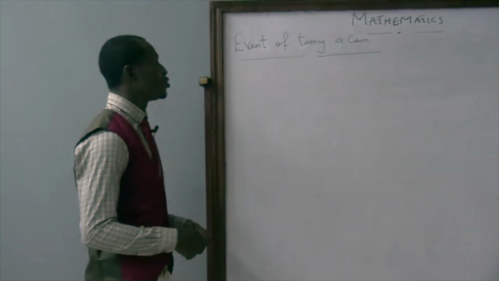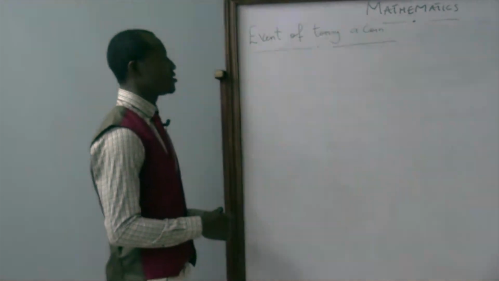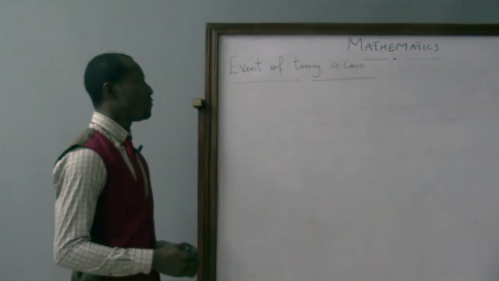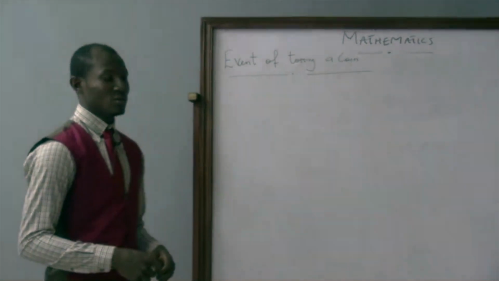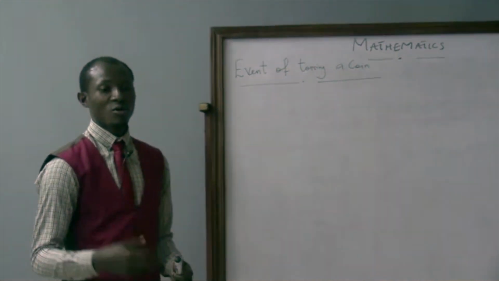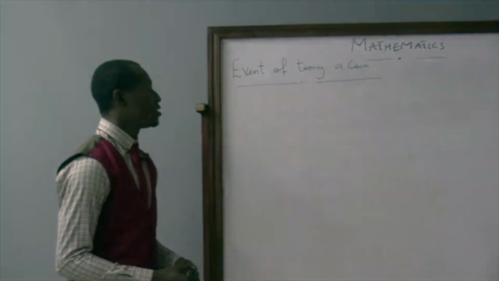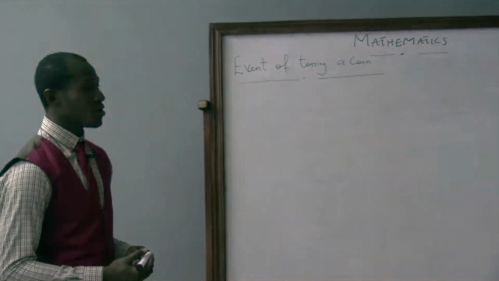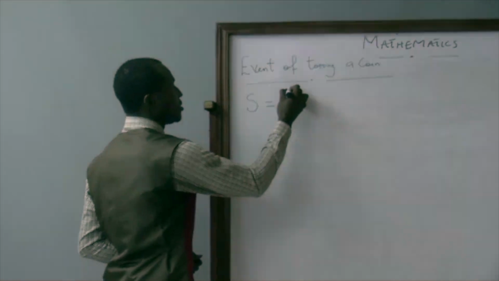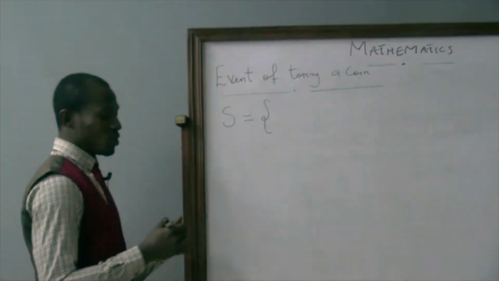Now we move on to other scenarios under probability. We could also have an event of tossing coins. So I'll start with when we are tossing a coin. We could also toss 2 or 3 coins. So the event of tossing the coin, we need to get the sample space. That is, what are the possible outcomes?